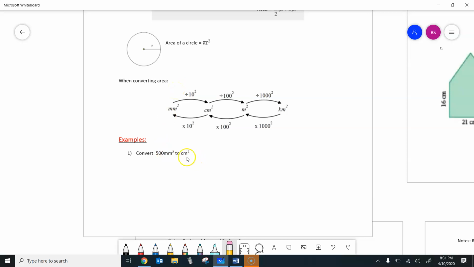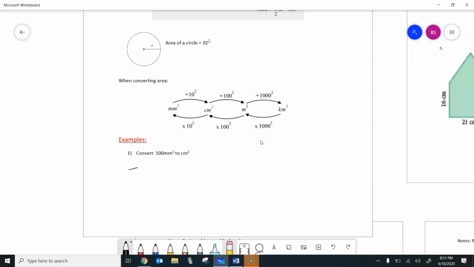So millimeters squared to centimeters squared, we divide by 10 to the power of 2. And if you think about it, if you think about millimeters, not the area, just the length, millimeters to centimeters, you're dividing by 10. So if you're going from area, millimeters squared to centimeters squared, you're dividing by 10 squared. So that's one way of remembering. So you can use this conversion.